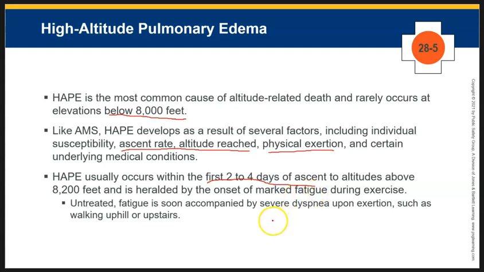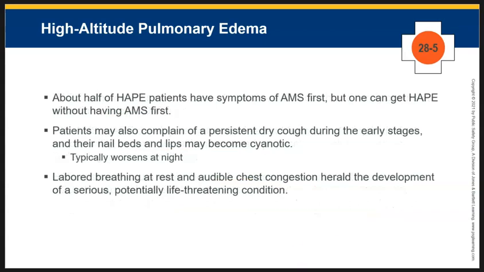If it's untreated, the fatigue that the patient starts with is soon accompanied by lots of difficulty breathing, especially notably if the patient is exerting themselves. About half of the HAPE patients have symptoms of AMS first, but you can have onset of HAPE without AMS first in some cases. Now we'll see some of the hypoxia you can imagine from pulmonary edema with cyanosis in the nail beds and the lips. We'll see labored breathing at rest, and the edema piece is apparent in audible chest congestion.